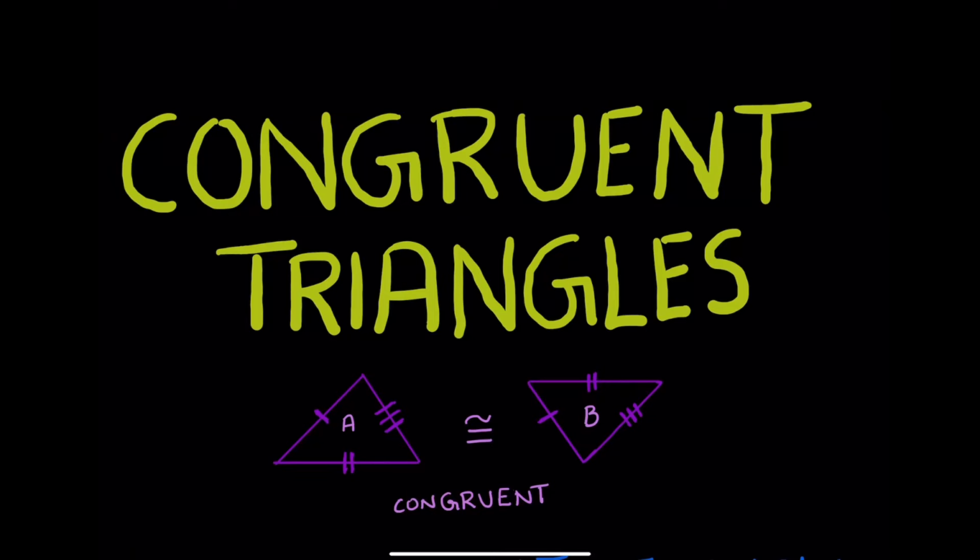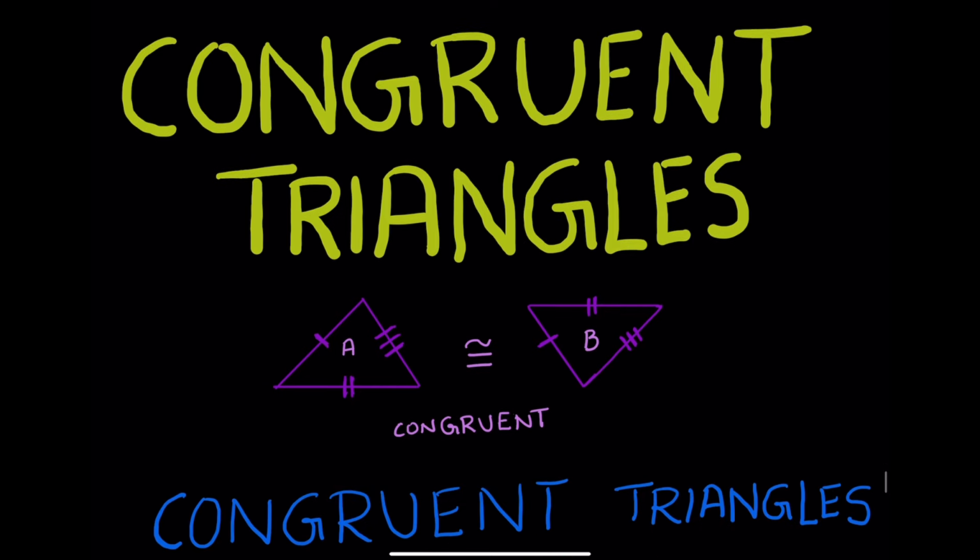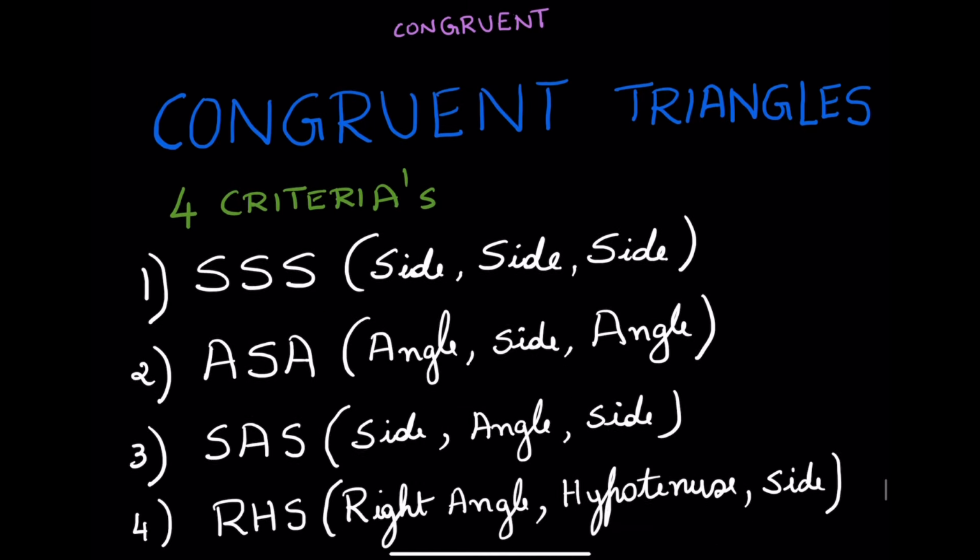In this video, let us understand the concept of congruent triangles. So we can call two triangles congruent to each other in the below four cases. Now let's understand what those four cases are.